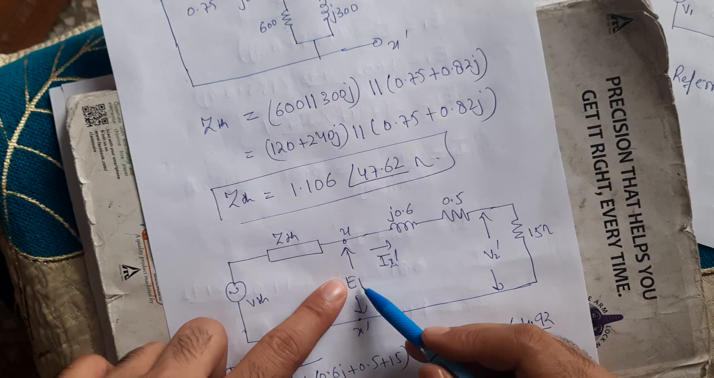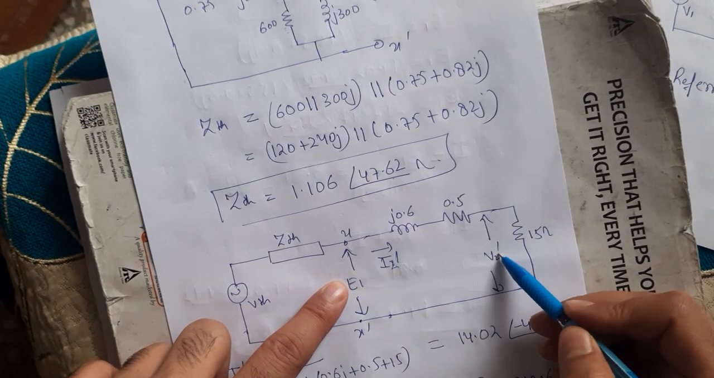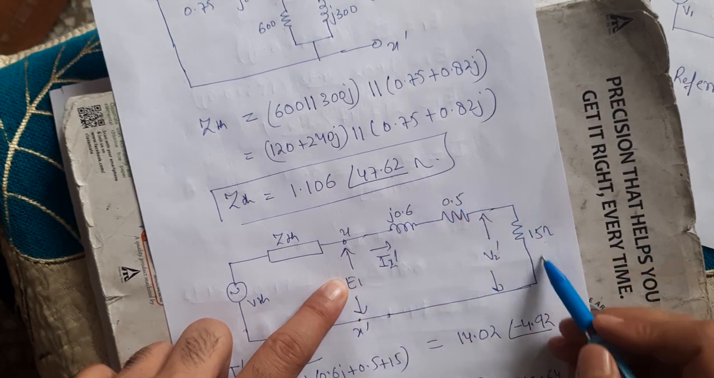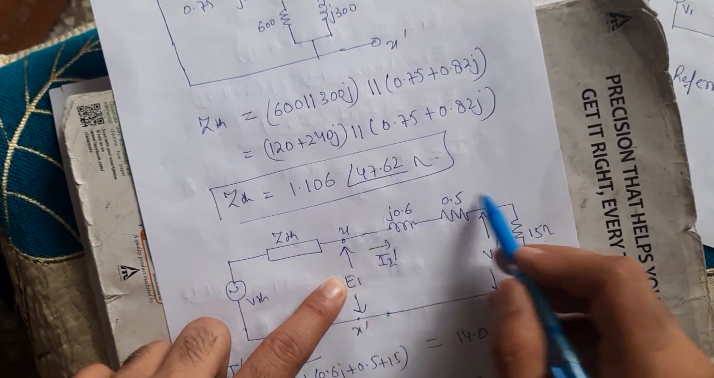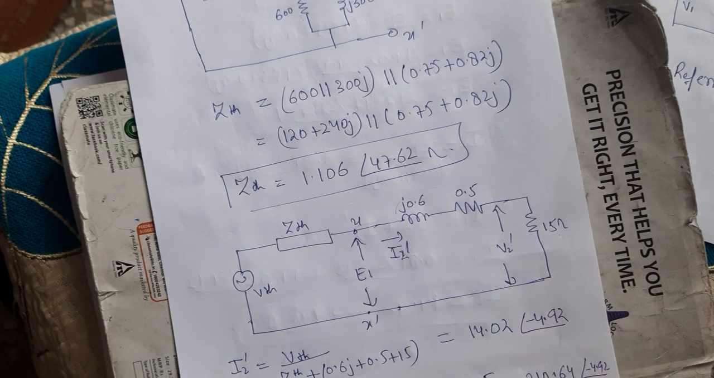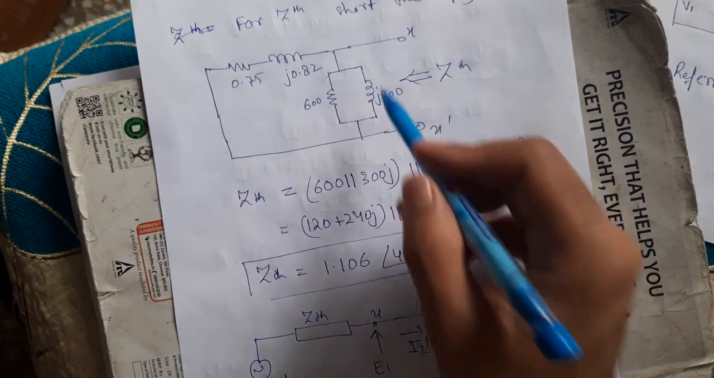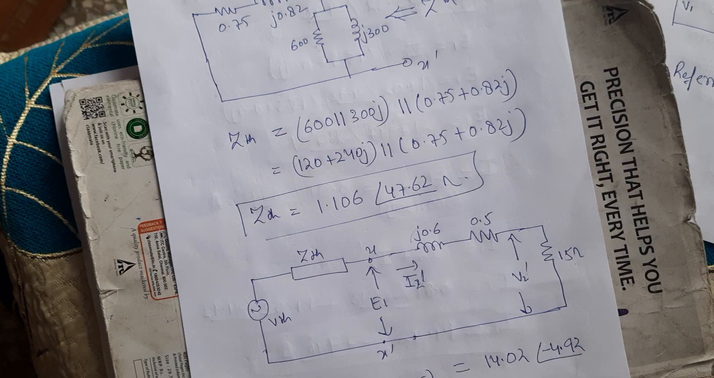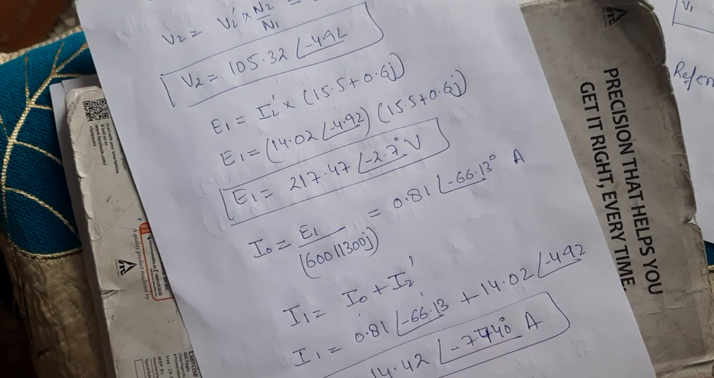Then it is easy to calculate V2 dash and E1. V2 dash is nothing but I2 dash into 15, and E1 is I2 dash into this impedance. So I calculated I2 dash and E1. Now I calculate I0, which is E1 divided by the impedance of this branch. Then I calculated I1, which is I0 plus I2 dash. So this is how you solve a numerical for a transformer.